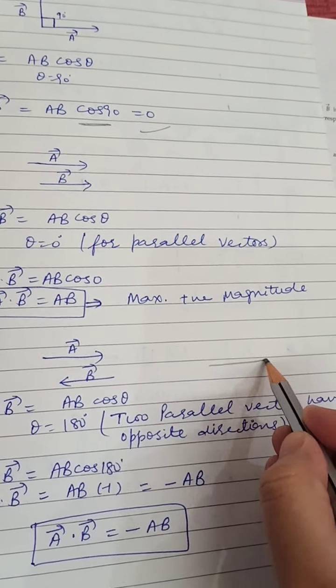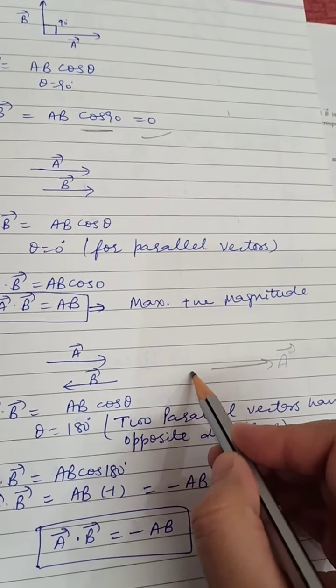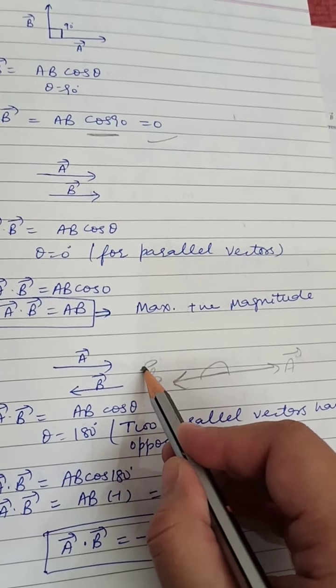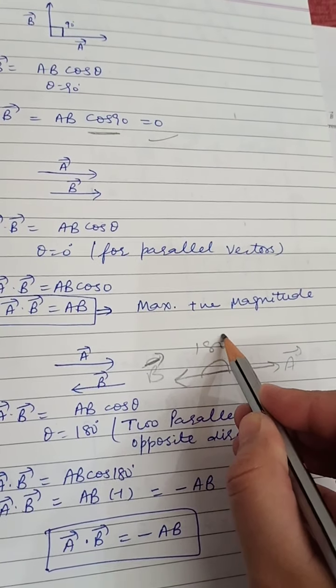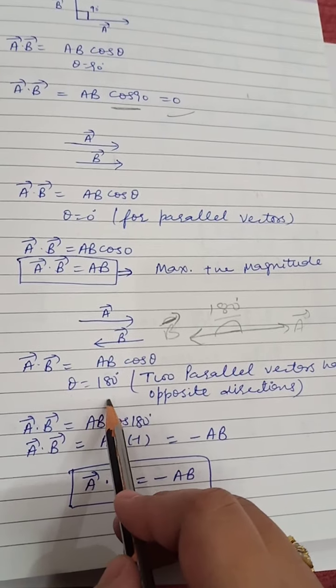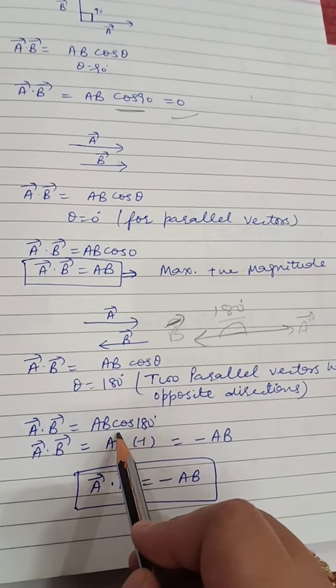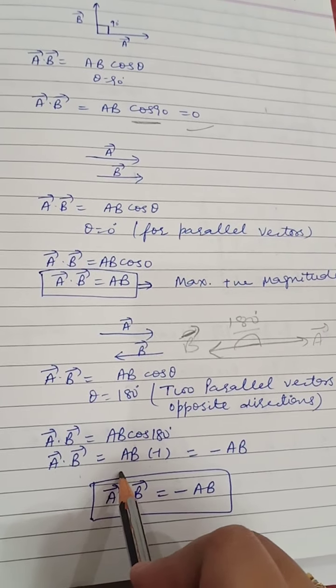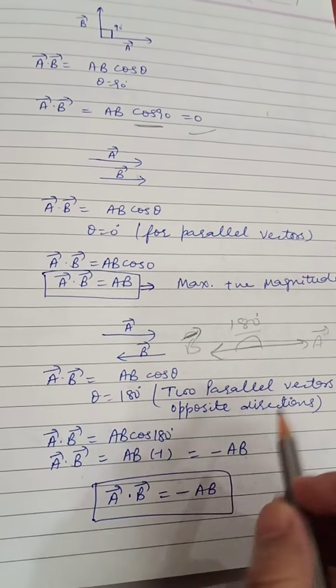180 degree. Means if one vector is going this way and the other vector is going in this direction, like b vector, the angle between them is 180 degree. So put theta is equal to 180 here. So we know cos 180 is minus 1. So a vector dot b vector is equal to minus ab.